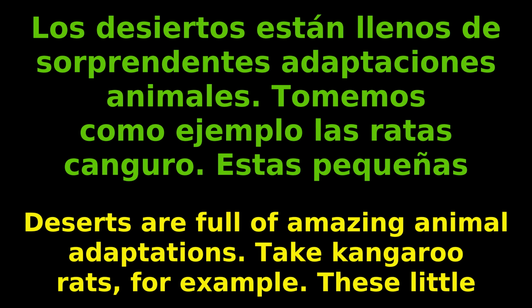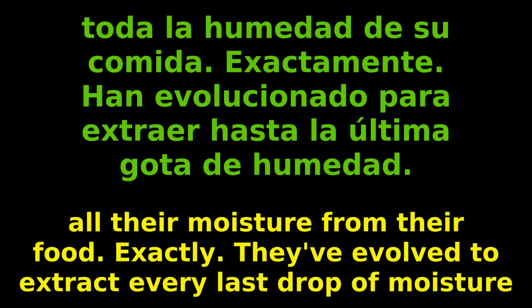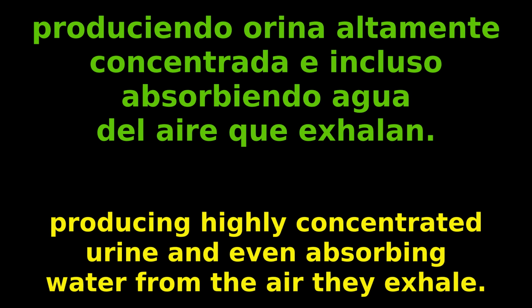Deserts are full of amazing animal adaptations. Take kangaroo rats, for example. These little guys can survive their entire lives without ever taking a sip of water. Wait, really? They get all their moisture from their food? Exactly. They've evolved to extract every last drop of moisture from the seeds and plants they eat. And they're incredibly efficient at conserving water, too, producing highly concentrated urine and even absorbing water from the air they exhale.